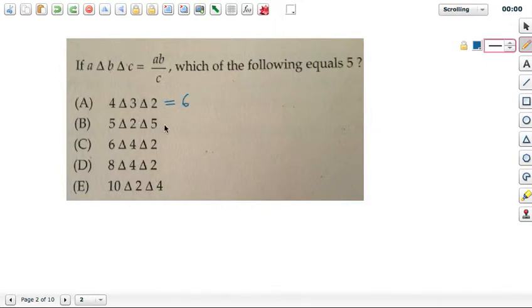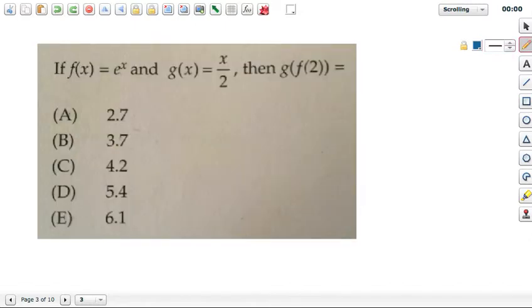5 times 2 is 10, divided by 5 is not 5. 6 fours are 24, divided by 2 is not 5. 8 times 4 divided by 2 is not 5. 10 times 2 is 20, divided by 4 is indeed 5. So the correct answer is E.